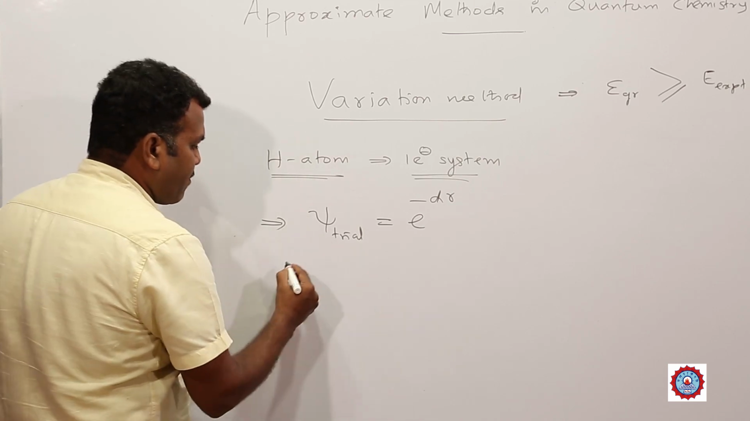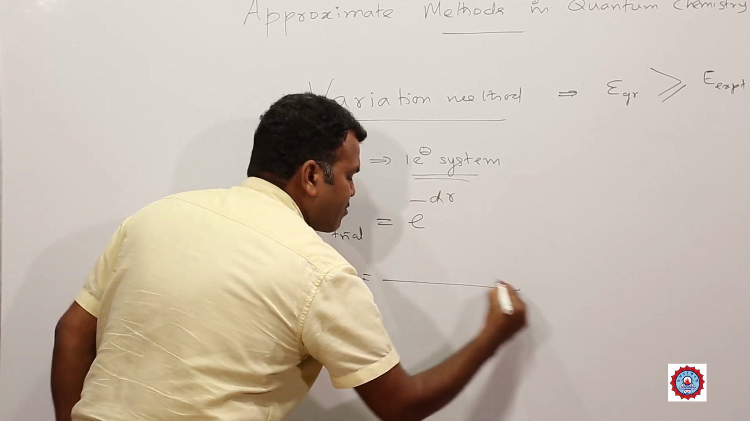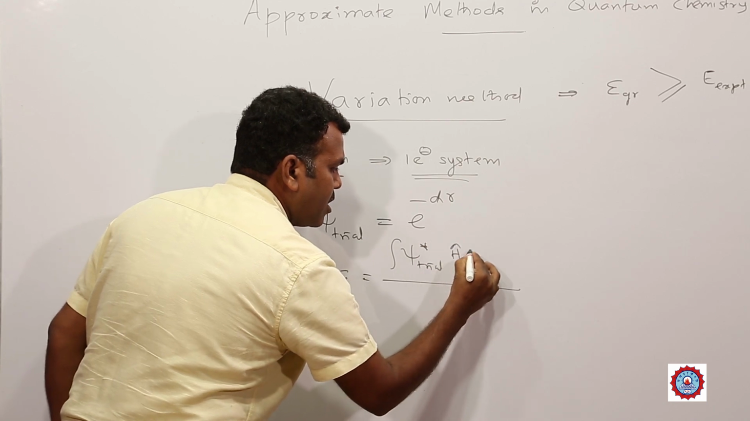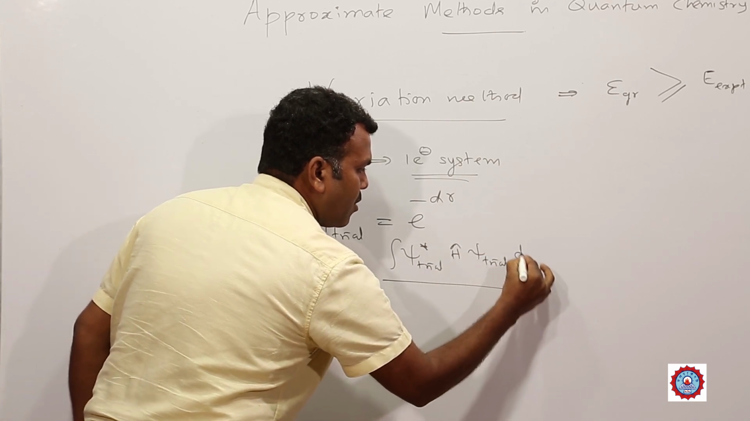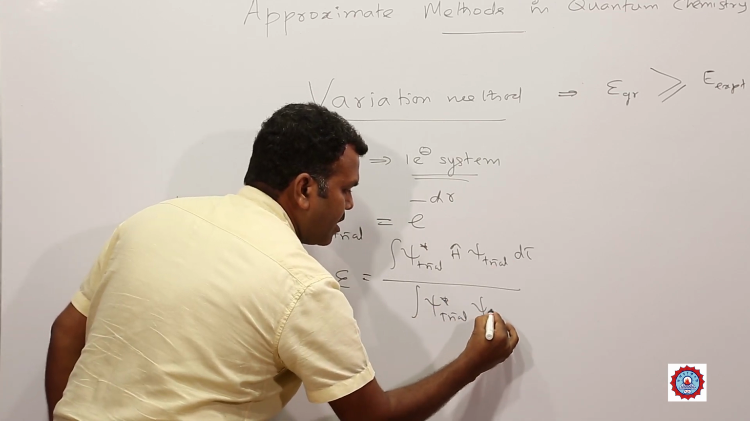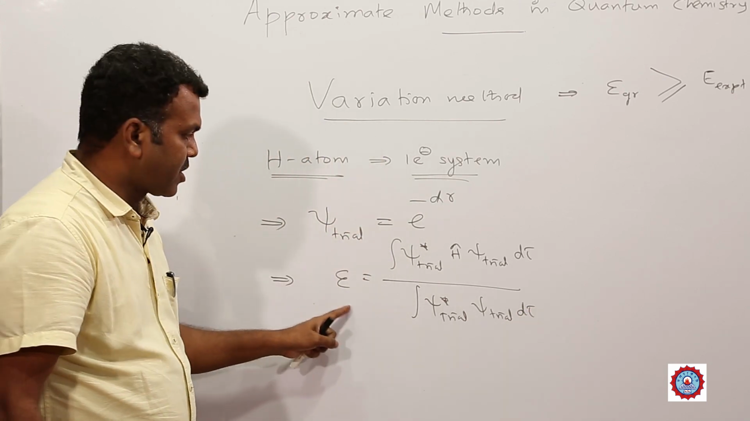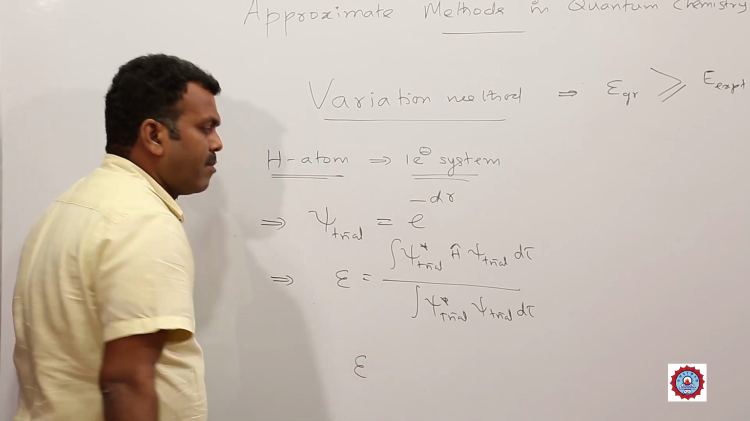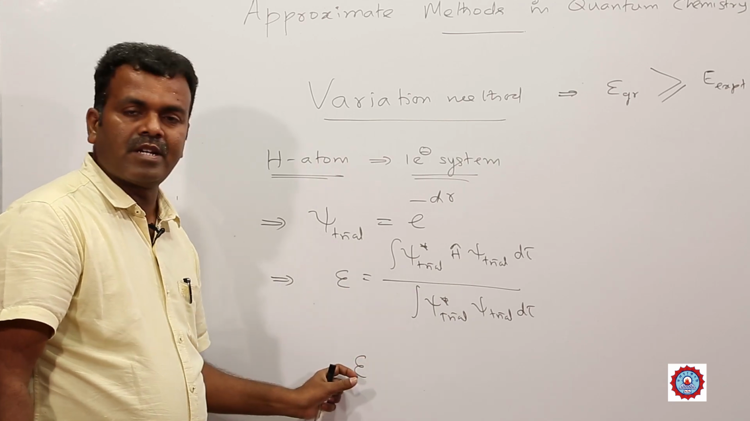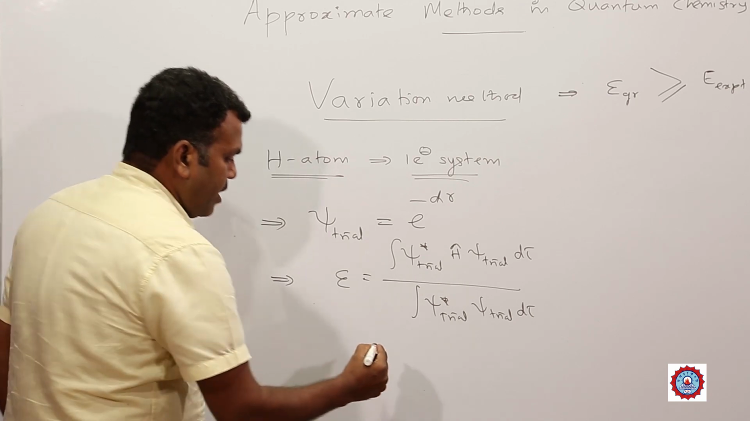Now, using this trial wave function, we have to calculate the expectation energy using the formula I have given already: integral of psi star trial, Hamiltonian, psi trial d tau, over integral of psi star trial psi trial d tau. Using this formula, we can calculate the expectation energy. I am not going to give you the entire steps of simplification, but instead I am going to give you the final expression for energy.